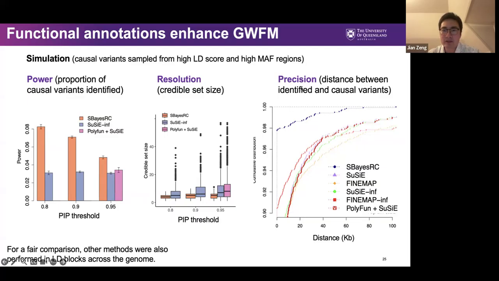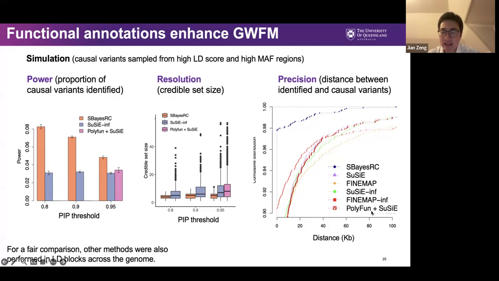We also look at the precision. So for the variants that do not pinpoint the causal variant, we want to see how far away it is located from the actual causal variant. So this is measured by this precision, the distance between the identified variant and the nearest causal variant. And we found that the method generates a much smaller distance compared to the other methods.